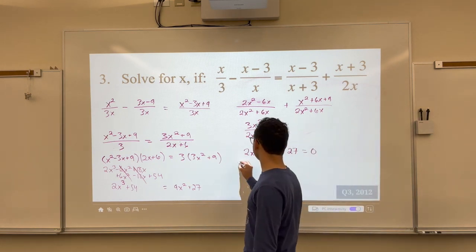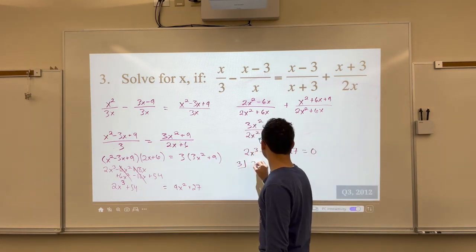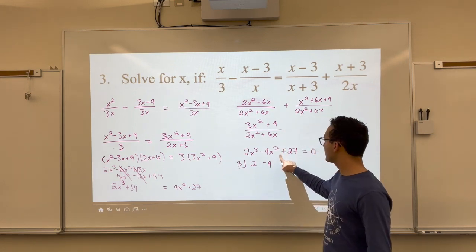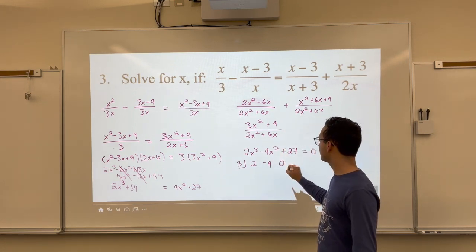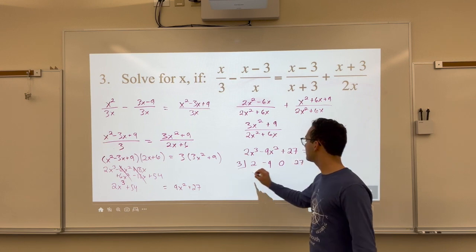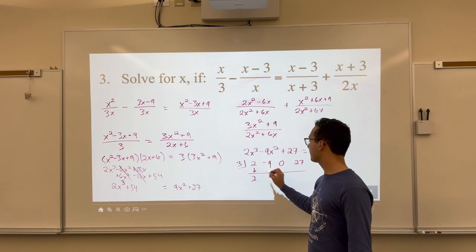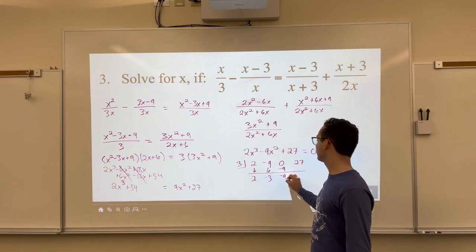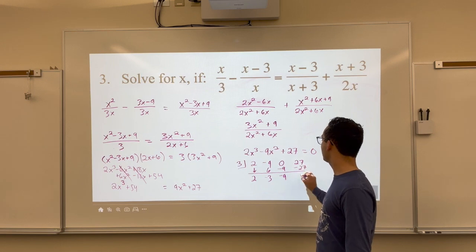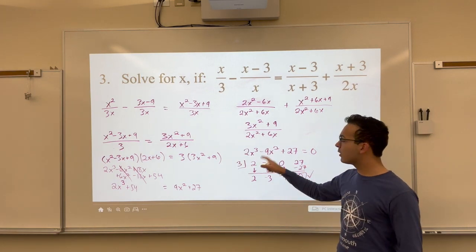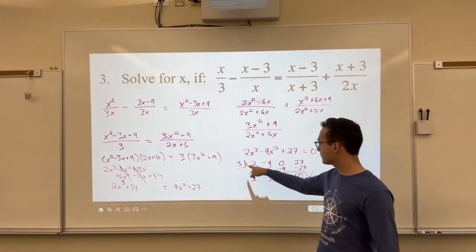So when we do synthetic division, we get 3, 2, negative 9. Don't forget the 0. There's no x term, so we need to have a placeholder 0, and then 27. And when we do synthetic division out, we drag down the 2, multiplied by 3 to get 6, get negative 3 here, negative 9 here, negative 9 here, negative 27 here, and a 0. So that is a factor that is, in fact, one of our answers, x equals 3.